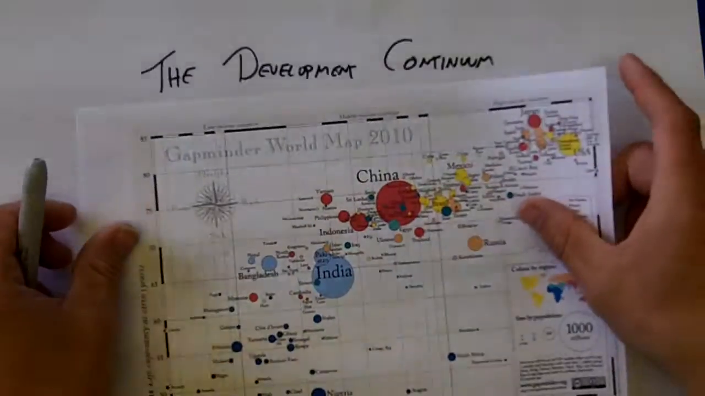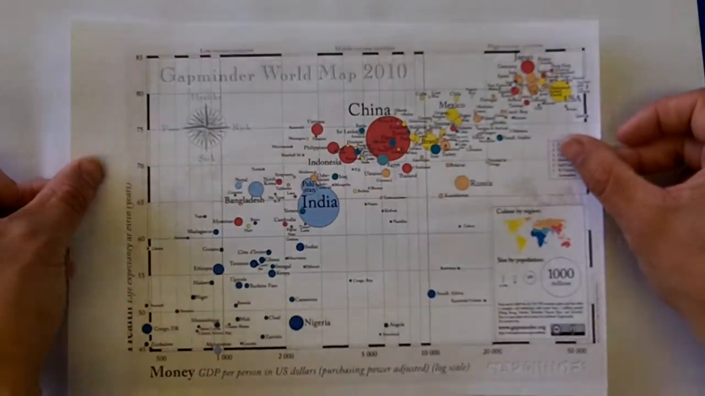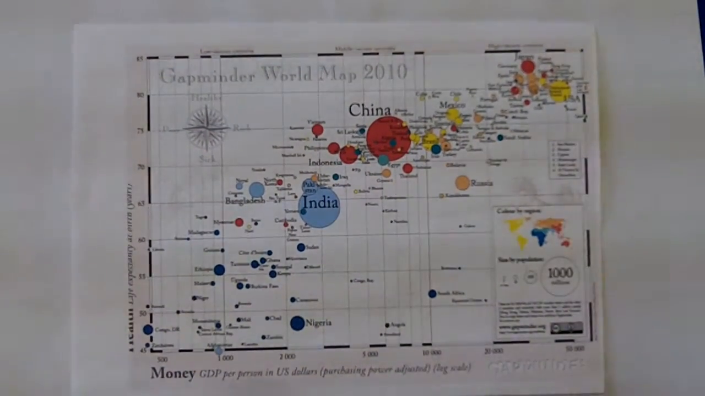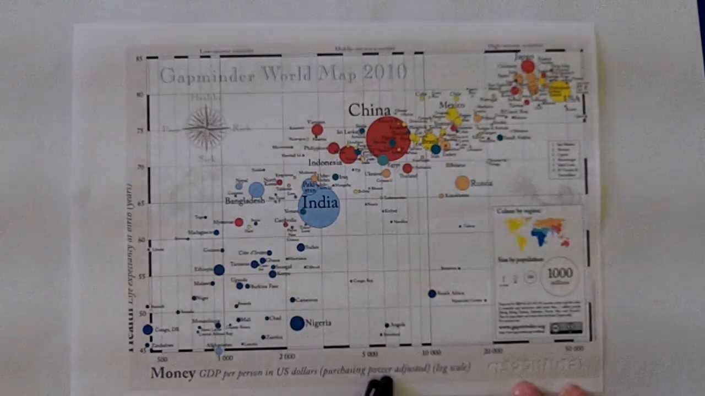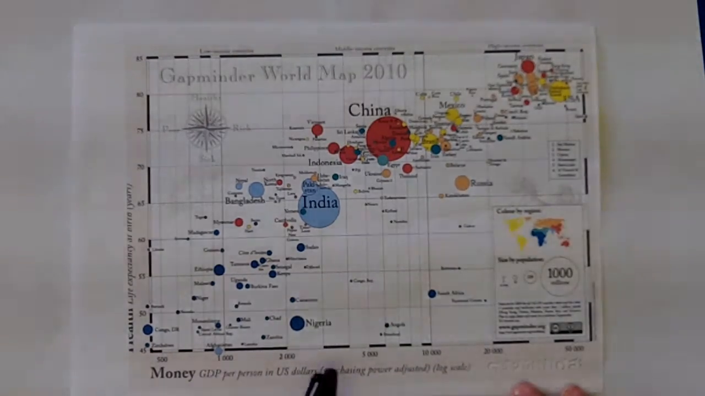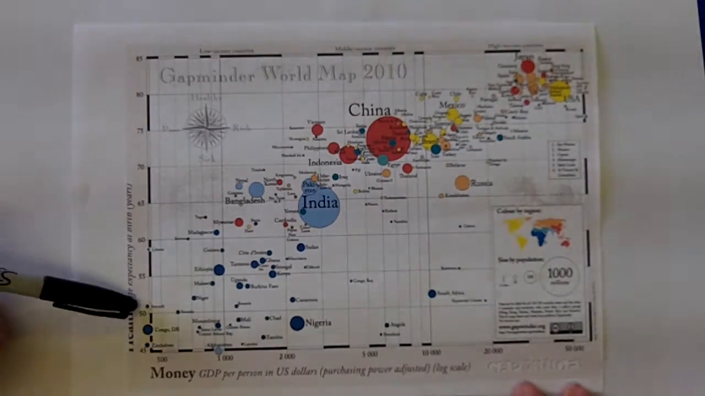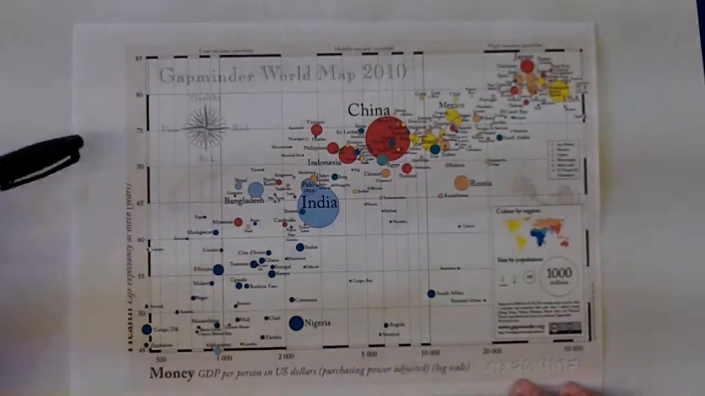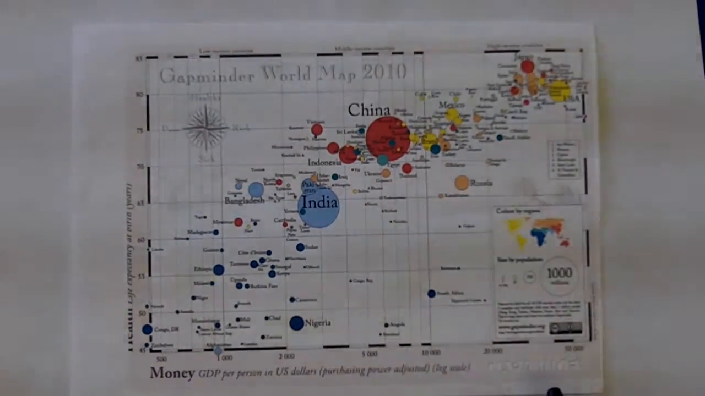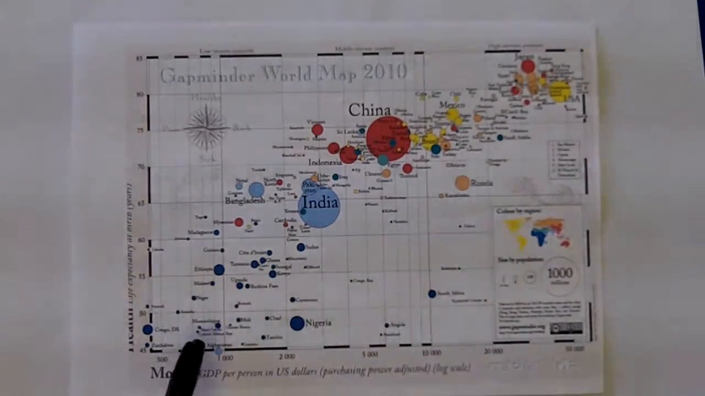So the development continuum says, if we looked at, say, a rather nice little Gapminder map, on this x-axis is GDP per person. It's a log scale. And up the side here, which has been cut off slightly, is the health, measured by life expectancy at birth. Now, there's a clear trend here. I'm sure you can see that countries with more money have a greater life expectancy at birth. There's a clear positive trend.